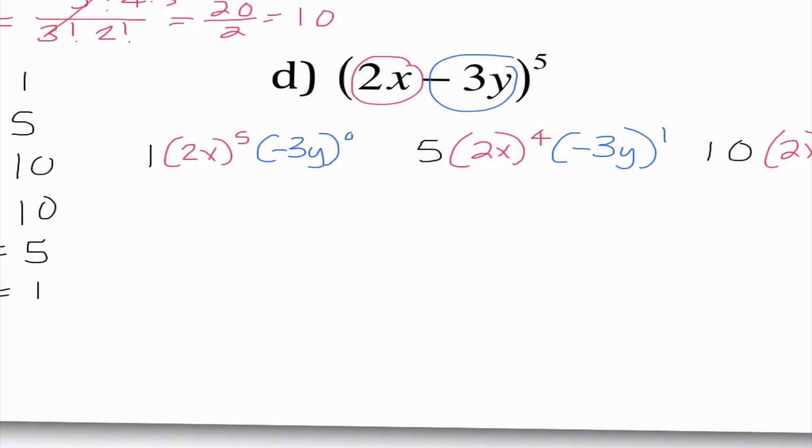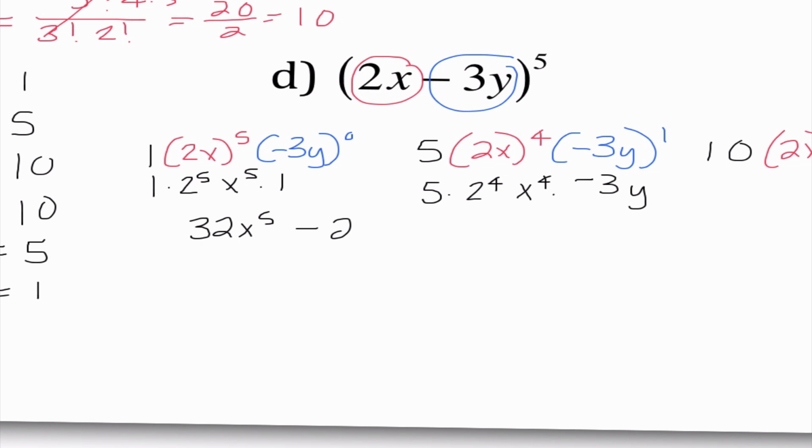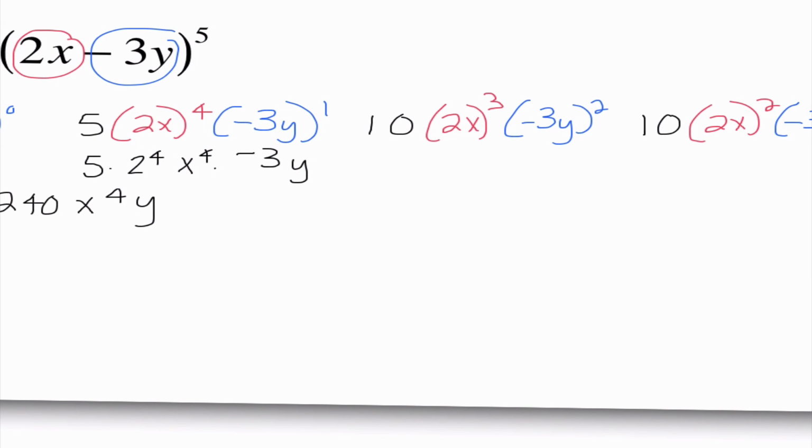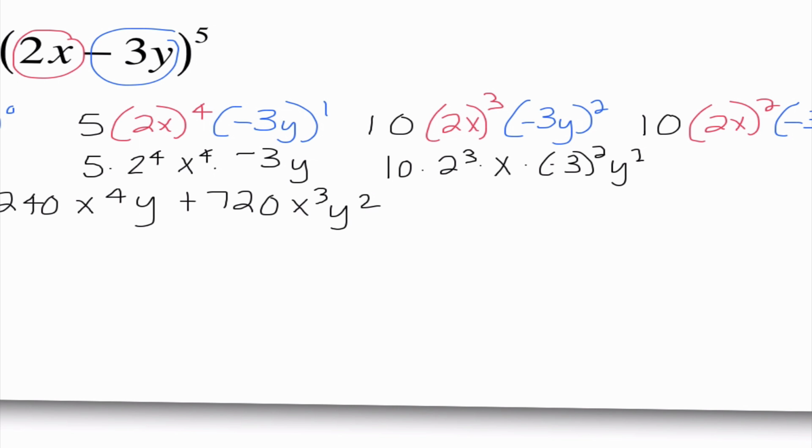So going through this, this deals with some bigger numbers, so I'm going to write everything out. I have 1 times 2 to the 5th, x to the 5th times 1. So I get 32x to the 5th. 5 times 2 to the 4th, x to the 4th, times negative 3y becomes negative 240 x to the 4th y. 10 times 2 cubed times x times negative 3 squared times y squared becomes 720 x cubed y squared.